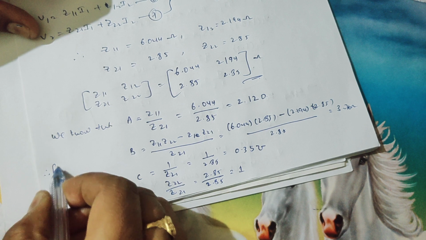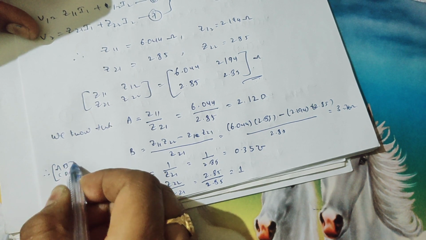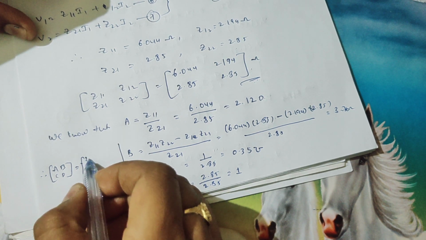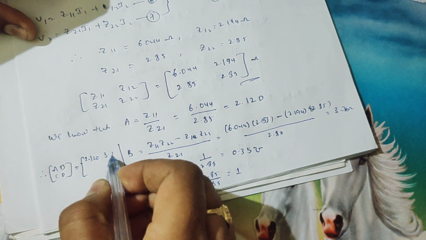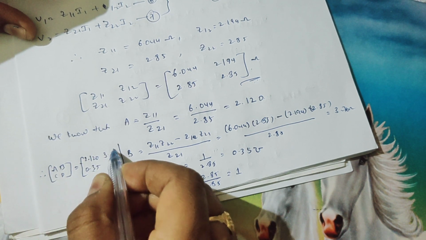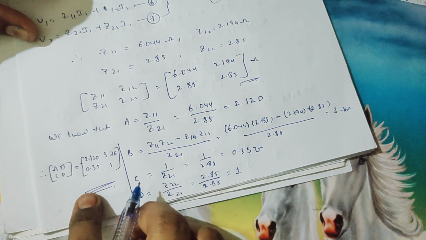Therefore, the ABCD parameters of the given network are 2.120, 3.76, 0.35, 1. So this is the answer.